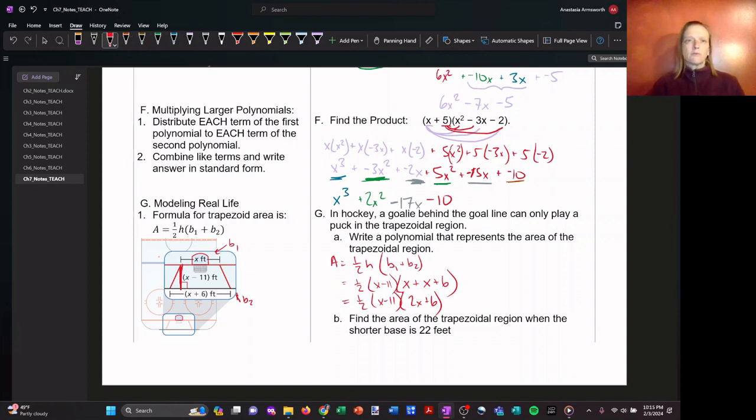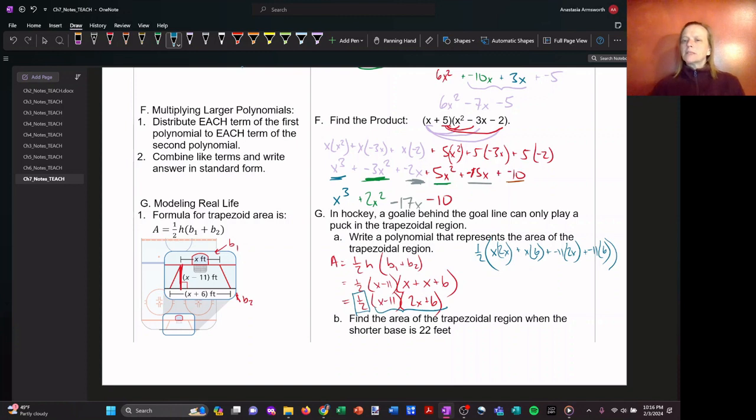So I'll do the first terms first. I'll do x times 2x plus x times 6 plus negative 11 times 2x plus negative 11 times 6. Okay. And all of that should be in parentheses because I need to still multiply it by 1/2. I don't want to lose sight of this here. I've only combined these two polynomials. I haven't done anything with the 1/2 yet.